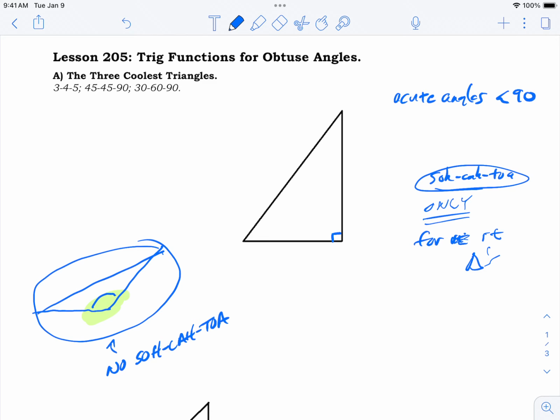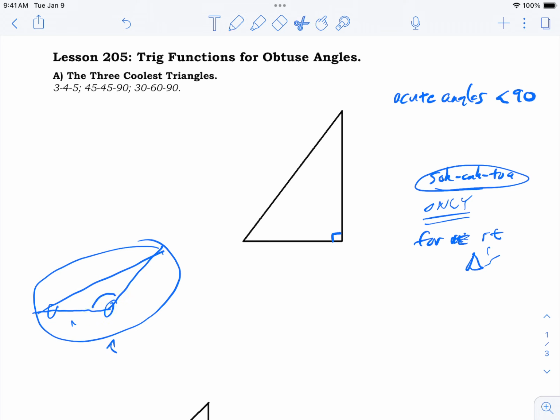All the stuff that we've been using so far does not apply unless it's a right triangle, and this is not a right triangle. That's not 90, that's not 90, that's not 90. That's not a right triangle. Don't use SOHCAHTOA, don't use Pythagorean theorem. So we're going to learn how to figure out trig functions for these obtuse angles.